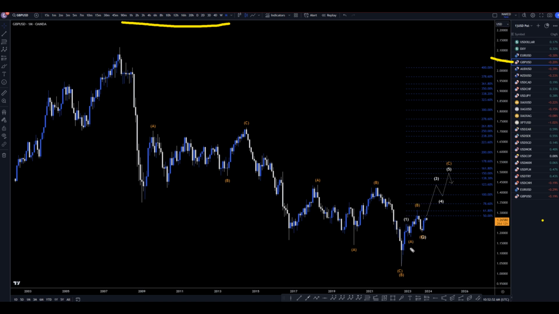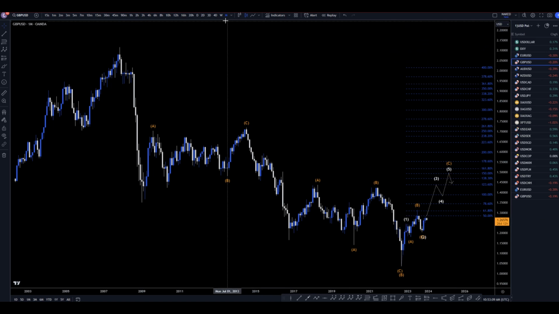So, on the pound dollar monthly, my higher time frame outlook is definitely not changed. I think this is a 1, a 2. We're going to make a 3, a 4, and a 5. I bet it's going to go up and take out these highs, and I think it's going to end up being an ABC correction, especially looking at correlated dollar pairs.